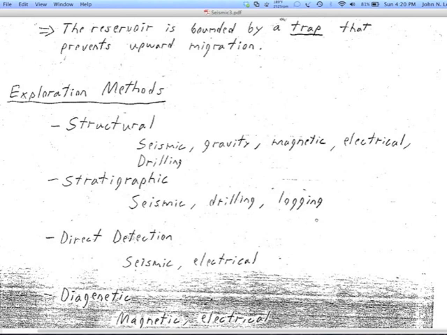Much oil in the last 20 years has been found in stratigraphic traps, where faults are not necessarily playing a role, where folding is not necessarily playing a role. And those stratigraphic traps have to be found by drilling and logging, along with extremely high quality and densely spaced seismic reflection imaging. So seismic imaging has revolutionized the stratigraphic search for oil and gas.